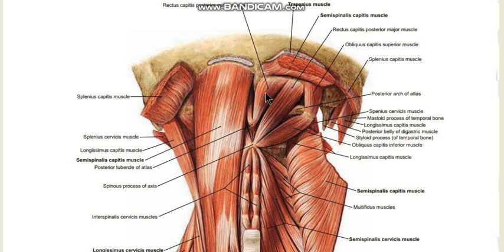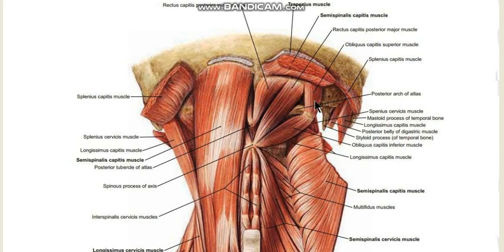Now rectus capitis posterior minor runs from the posterior tubercle of the atlas to the occipital bone below the inferior nuchal line, rectus capitis posterior major from the spine of the axis to the occipital bone below the inferior nuchal line, obliquus capitis inferior from the spine of the axis to the transverse process of the atlas, obliquus capitis superior from the transverse process of the atlas to the occipital bone between the superior and inferior nuchal lines.